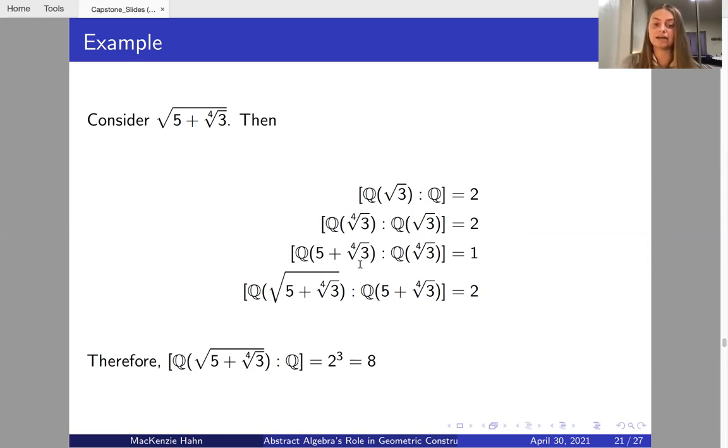Once we add in 5, we talked about how adding in a number is not going to change the degree or the dimension at all. So in this final step here, since we are adding on another square root, again, that's going to give us another degree of 2. So overall, if we take Q and we adjoin the square root of 5 plus the fourth root of 3 over Q, we get 2 to the third power, which is 8, and that's just expected from our corollary.